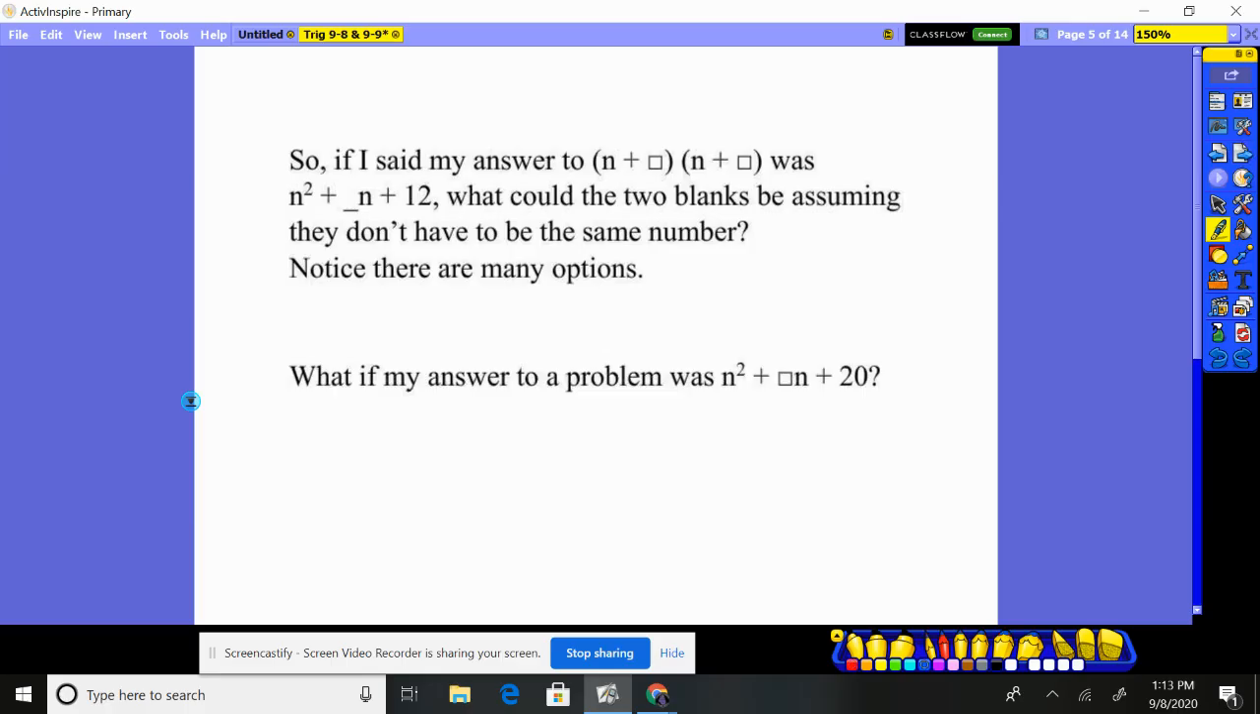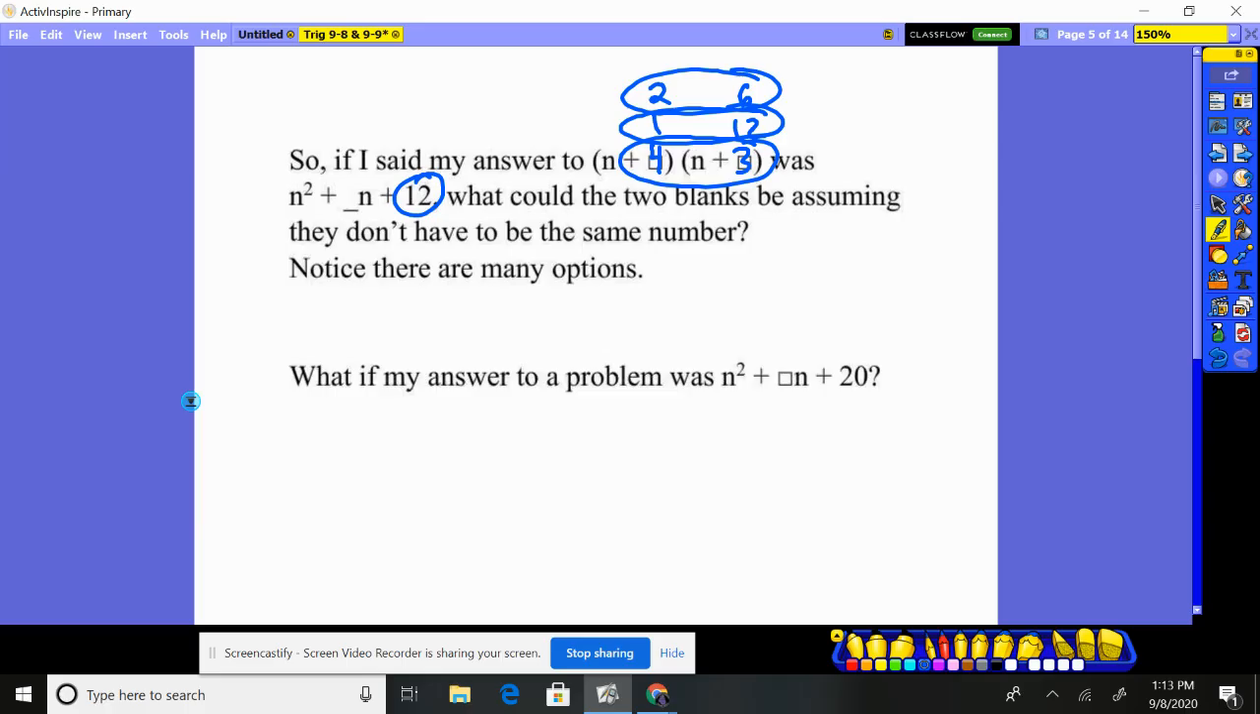So if I said the answer to n plus something times n plus something was n squared plus so many n's plus 12, what could the two blanks be, assuming they don't have to be the same number? Notice there are many options. Well, since it created a 12, you could have a 4 and a 3. You could have a 1 and a 12. Who else? A 2 and a 6. Because these multiply to give you 12, those multiply to give you 12, and 4 and 3 multiply to give you 12.